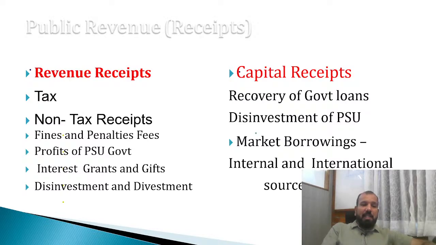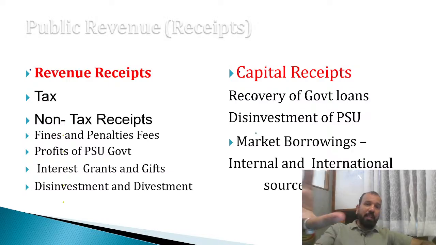Then we also have disinvestment and divestment. In every budget, you'll see the government of India has planned for disinvestment and divestment. Disinvestment is all about selling a certain part of the government property in the public market. Divestment is all about selling the full stake of the government to the public. The recovery of the government loans, whatever loans the government has given that they are recovering, that is called capital receipt. So this is all about the revenue.